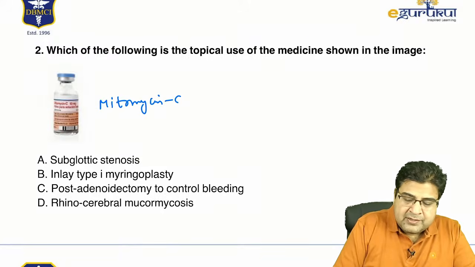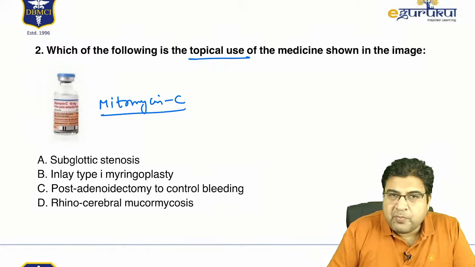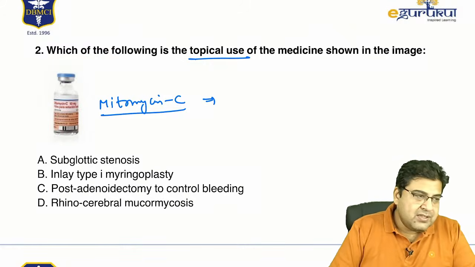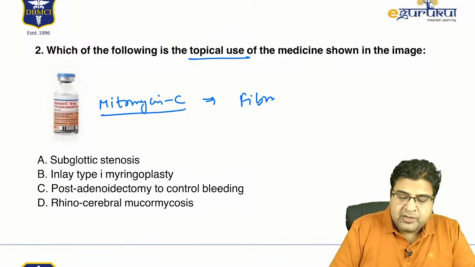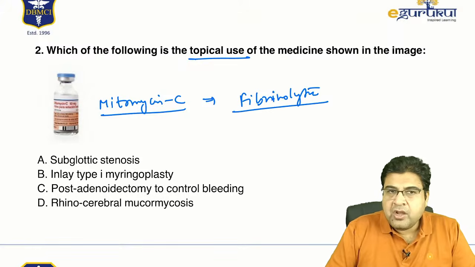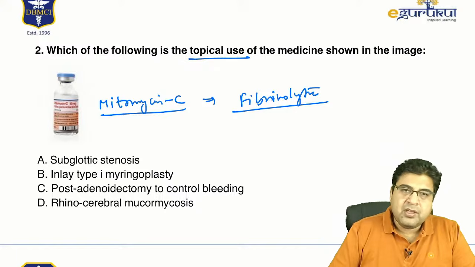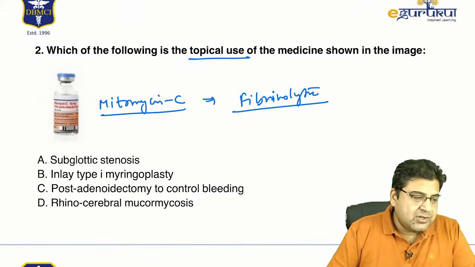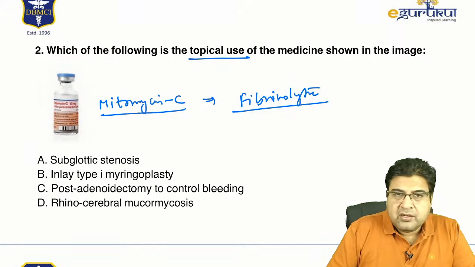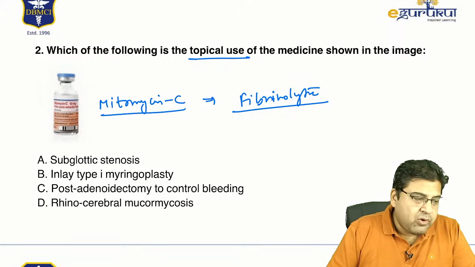This is an anti-cancer drug. Now where do we use this medicine? Topically. So guys, mitomycin C is a medicine which has a fibrinolytic property. Because of this property, it is given to prevent fibrosis, like in tracheobronchial stenosis, right? So we can give this medicine for tracheobronchial stenosis.